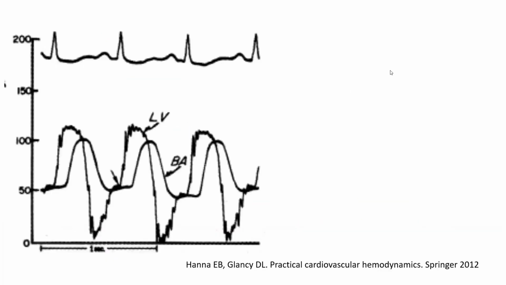What's the diagnosis here? This is an LV pressure. This is a systemic brachial arterial pressure. To make it easy for you, analyze systole and diastole. And what's the diagnosis here?